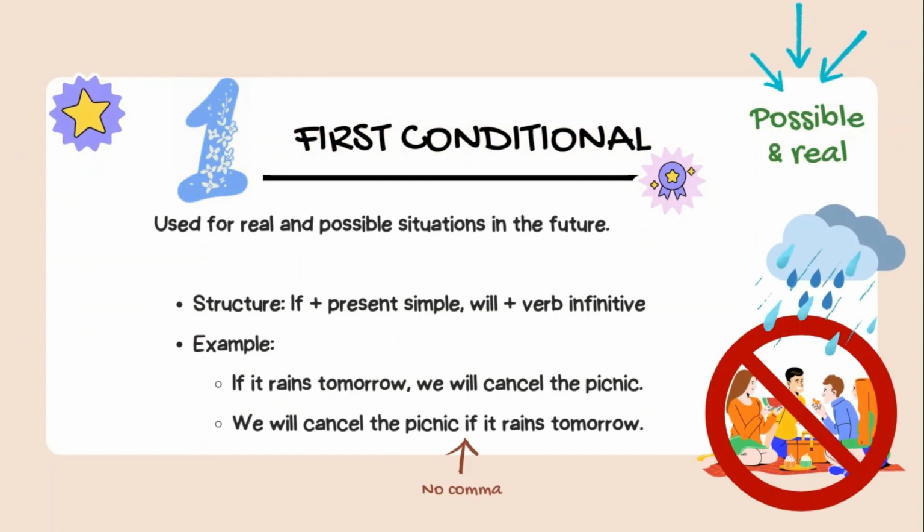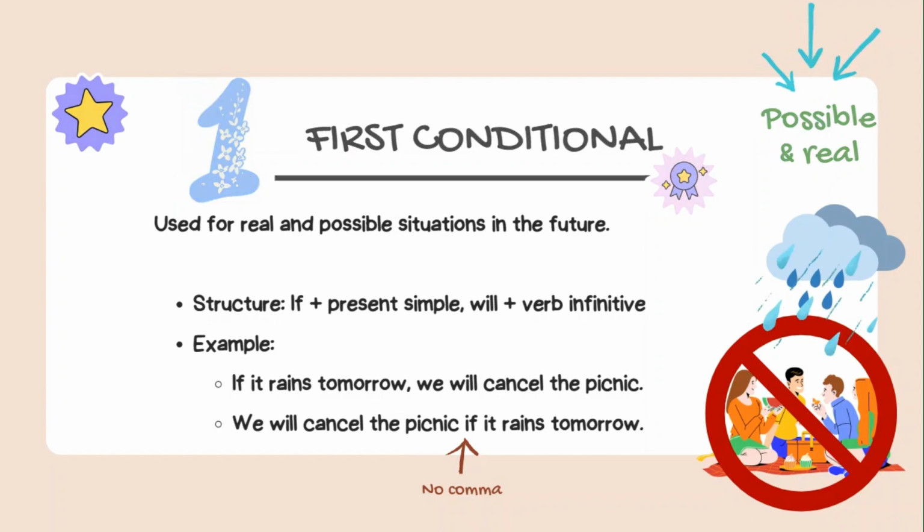The first conditional is used to talk about very probable situations in the future. The structure is like this: if plus present simple plus comma plus will and verb in infinitive. Again, the clauses are interchangeable. The example we have here is if it rains tomorrow, we will cancel the picnic. But it can also be said like this: we will cancel the picnic if it rains tomorrow, without a comma in between.